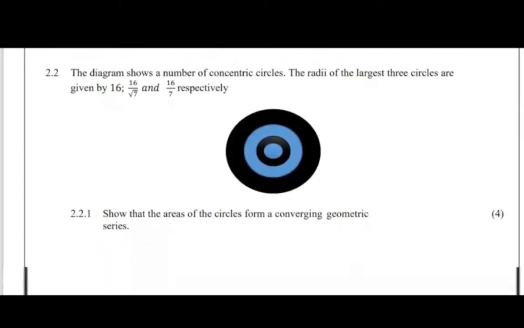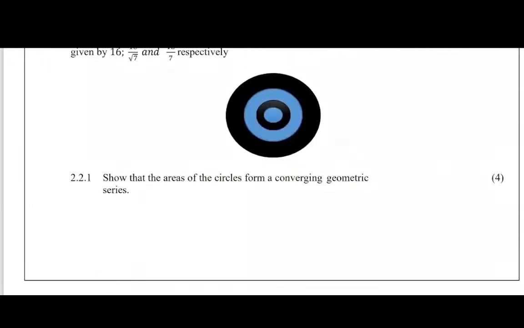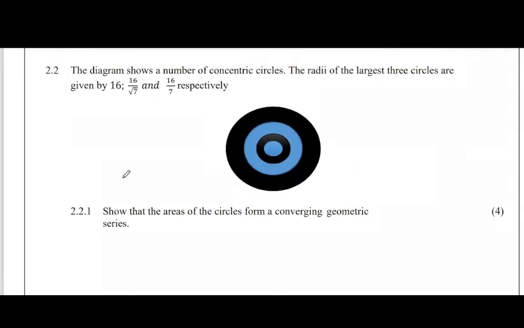And then 2.2. They are telling us that the diagram shows a number of concentric circles. So concentrics, like circles that are originating from the same center. The radii of the largest three circles are given by 16, 16 over root 7, and then 16 over 7 respectively.